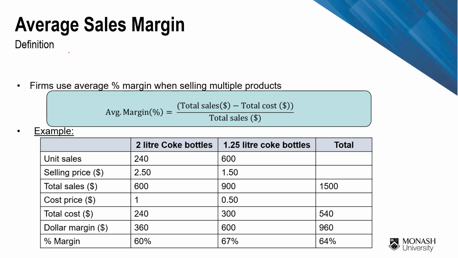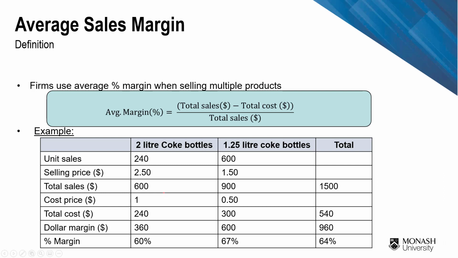Just now we covered the percentage margin or profit margin, and you can also calculate the unit margin. Then you also have what we call the average margin in percentage. This is basically the total sales minus the total costs, divided by the total sales.